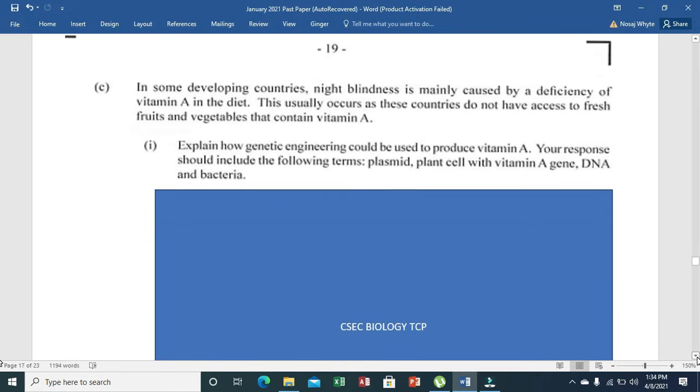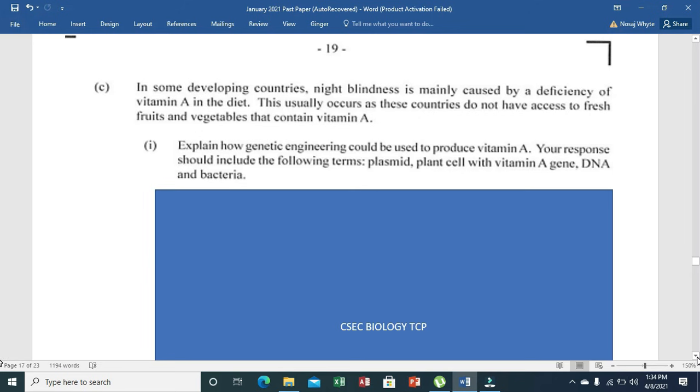And we look at C. In some developing countries, night blindness is mainly caused by the deficiency of vitamin A in the diet. Alright, and we're talking about developing countries, not developed countries. This usually occurs as these countries do not have access to fresh fruits and vegetables that contain vitamin A.